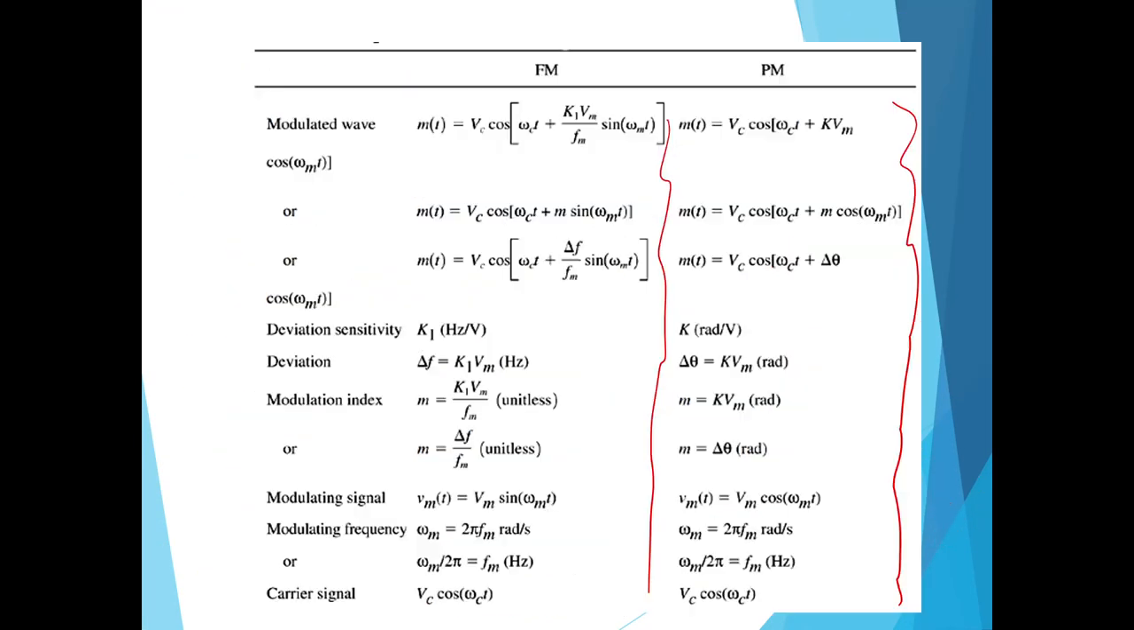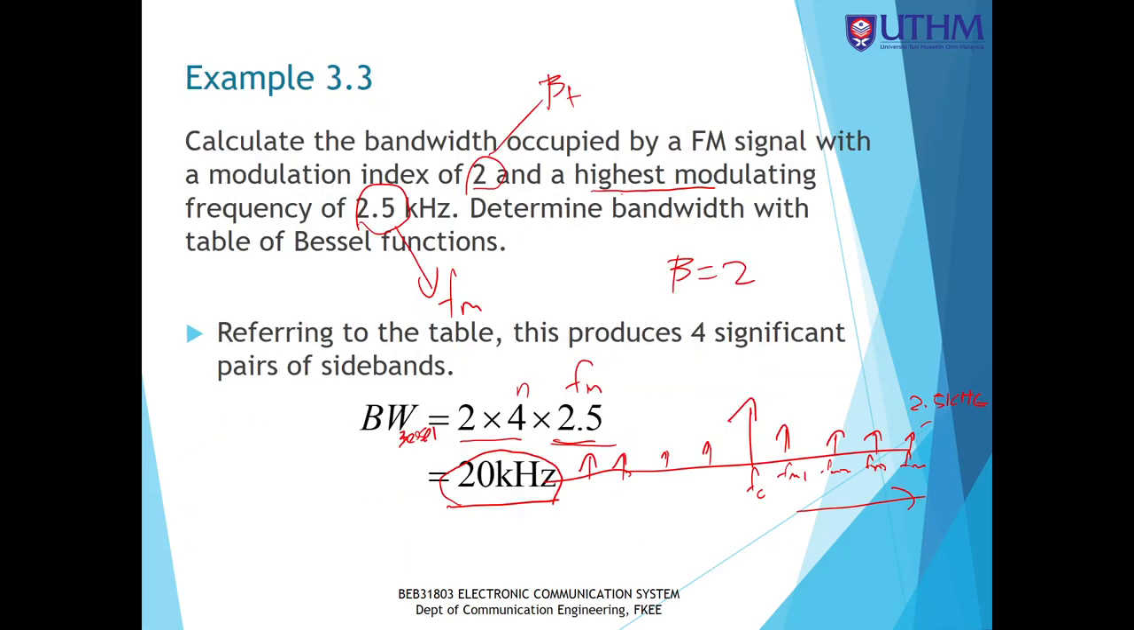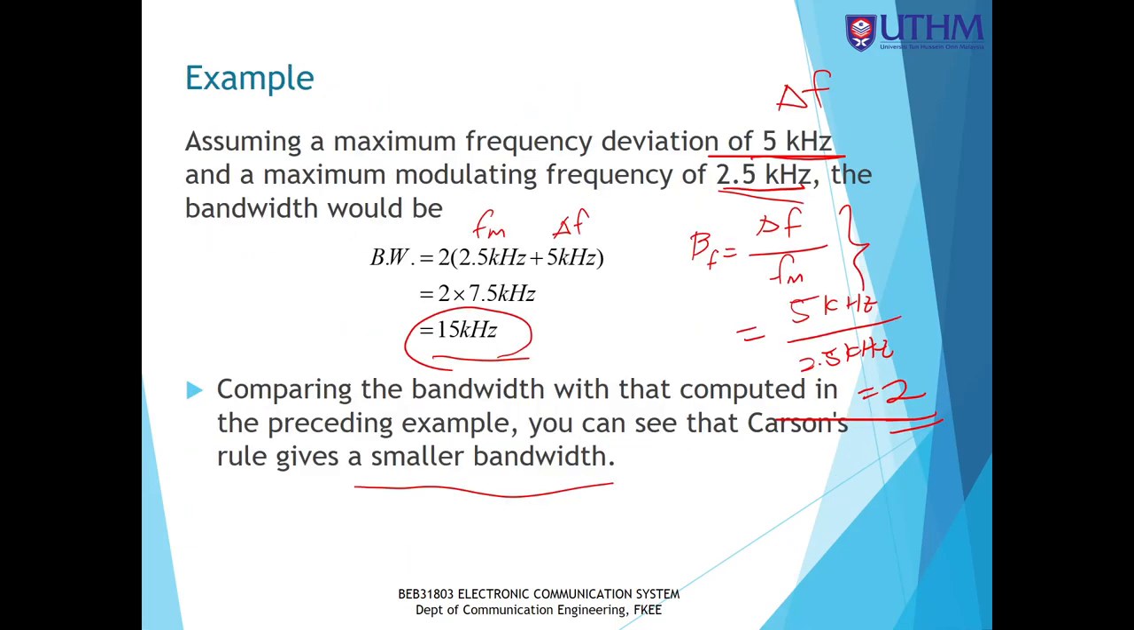Okay, so if you go to the slide, I want to show that the modulation index is actually the same as the previous example. When you calculate beta F, 5k divided by 2.5k, you get 2. So this beta F equal to 2 is the same as the previous example for the Bessel. When we use Bessel with beta F equal to 2, you get a bandwidth of about 20 kilohertz. However, when you use Carson's, you only get 15 kilohertz. Okay? Okay, doctor. Thank you.